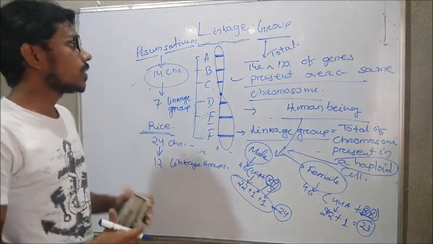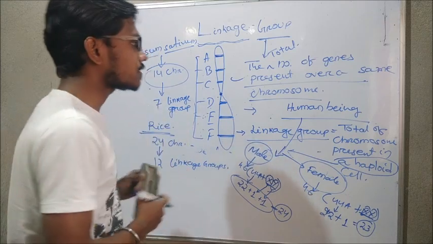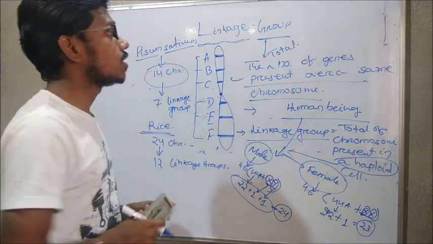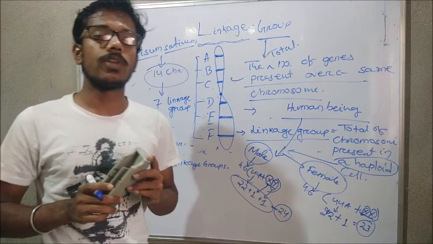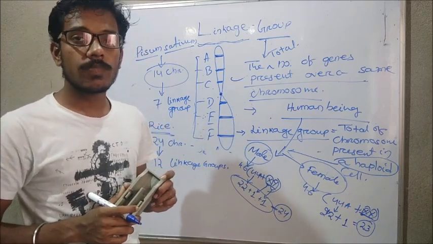Okay, so this is about linkage and linkage group. In the upcoming classes, we will discuss the chromosomal theory of linkage that was given by Morgan and Castle. Okay. Thank you.